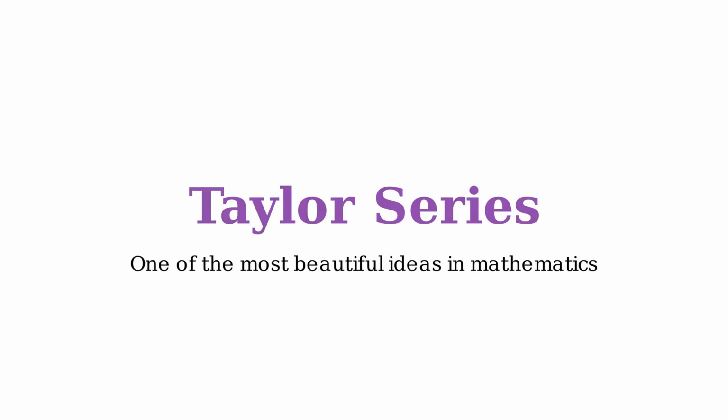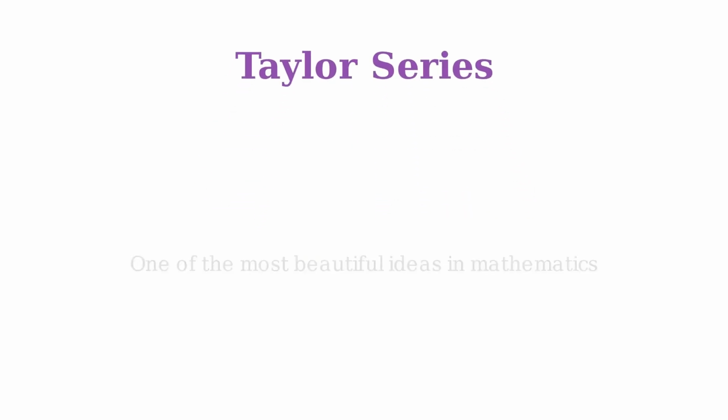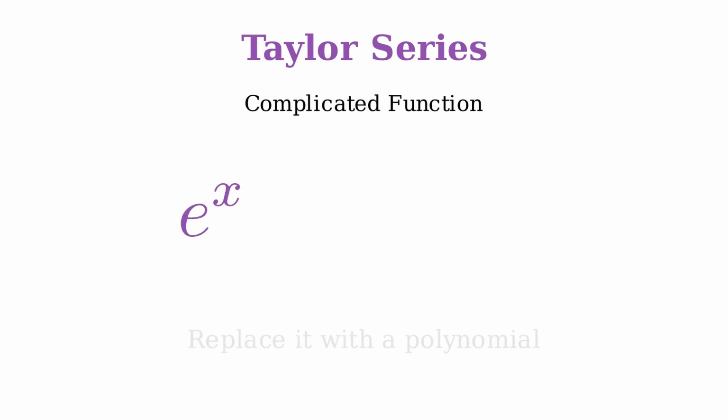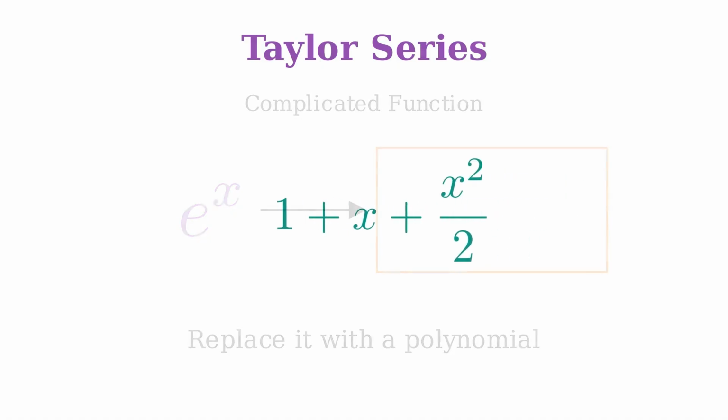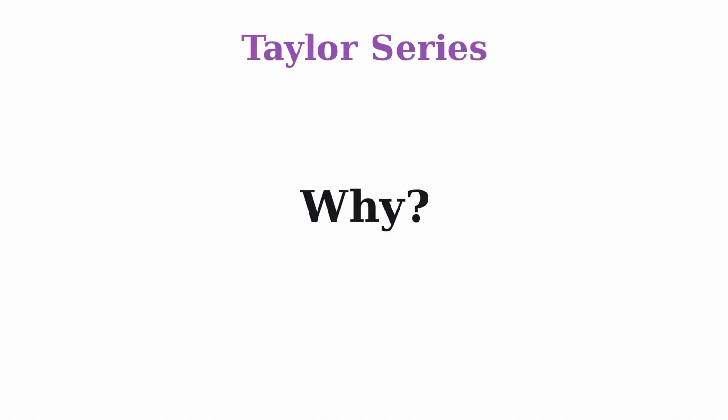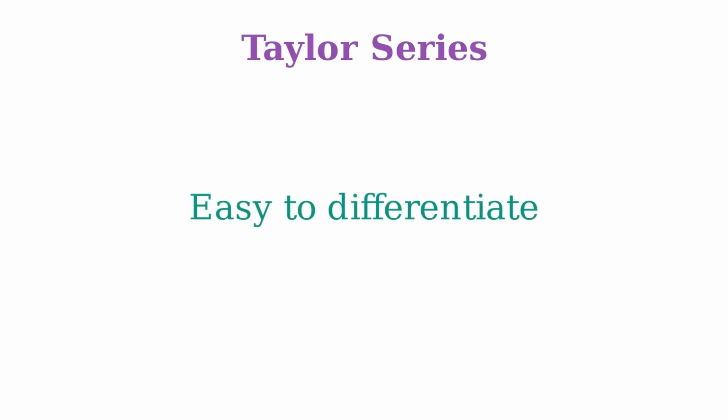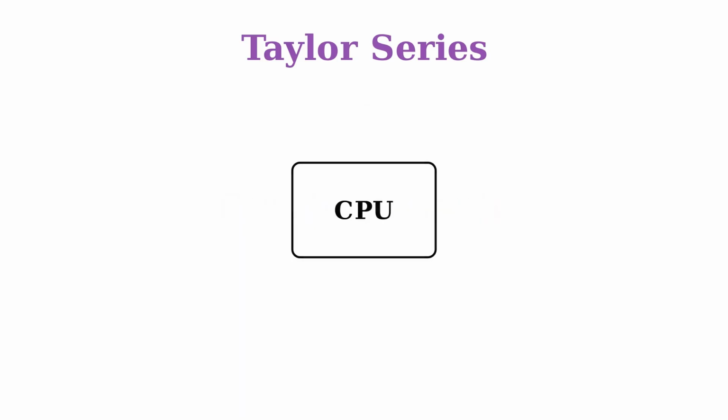The answer is one of the most beautiful ideas in mathematics, the Taylor series. The goal is surprisingly simple. Instead of working with a complicated function directly, we replace it with a polynomial. Why? Because polynomials are easy. They're easy to evaluate, easy to differentiate, easy to integrate, and computers love them.